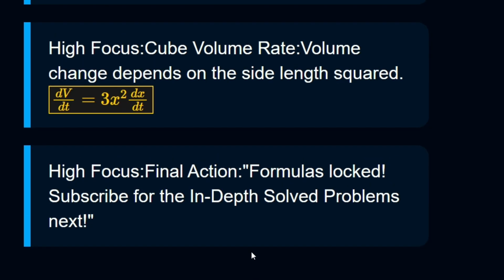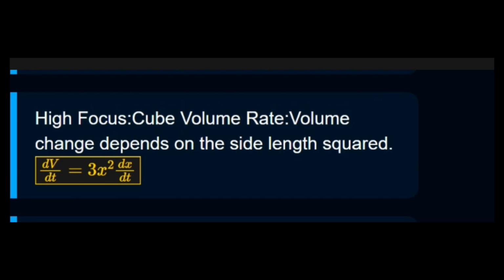Next, the rate of volume of a cube. The volume changes depending on the side length squared. So volume is equal to x cube, so dv by dt is equal to 3x square dx by dt.